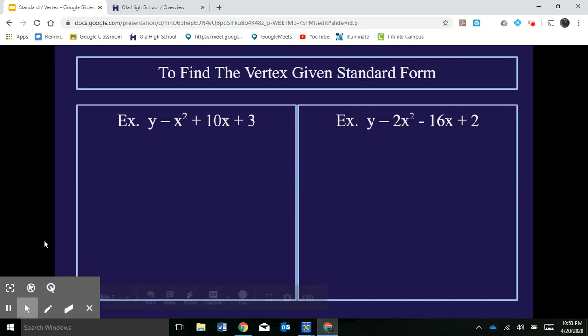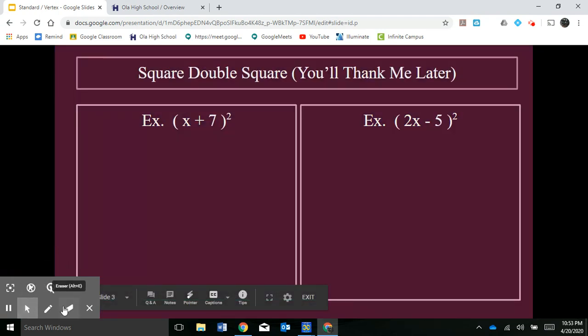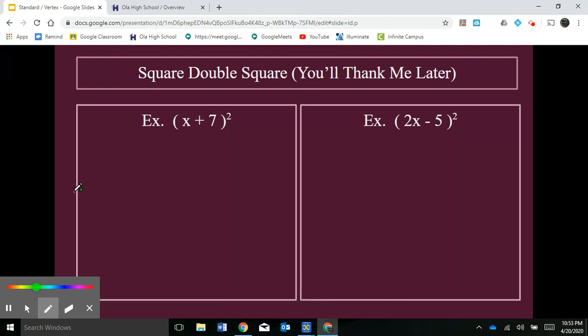All right. One more time, square double square, just to remind you. If you have a parentheses squared, that square doesn't apply to just the x and the 7. It applies to the whole parentheses. Instead of writing it twice and multiplying it out long ways, if you want, you can, but it should be familiar to you. I want to do square double square.